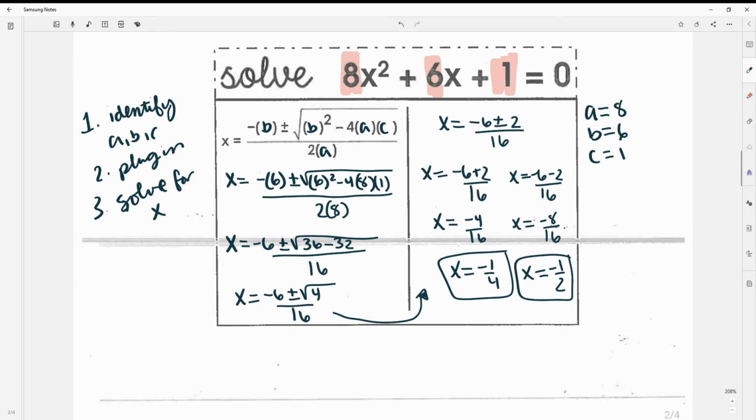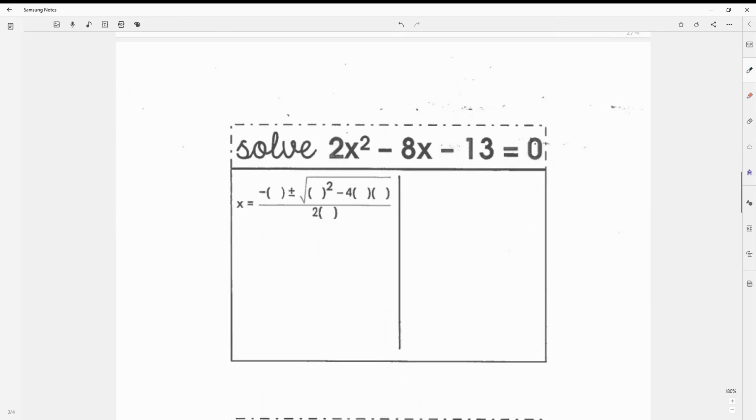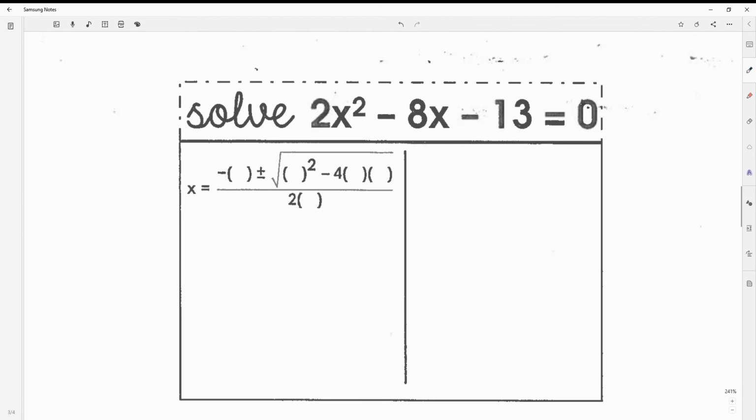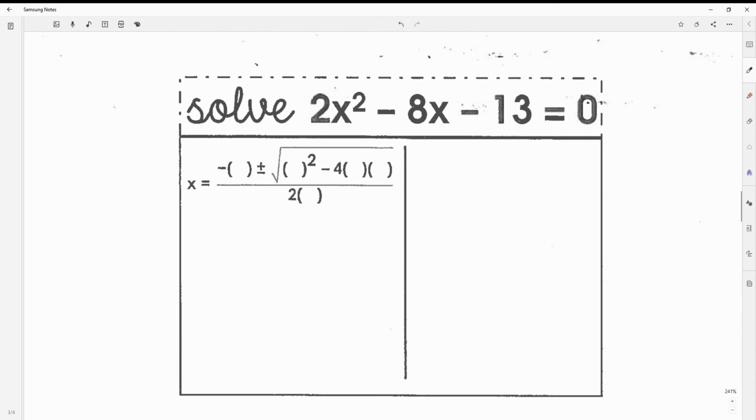Okay, another one. Same steps, different numbers. Alright, let me fill in my equation here. Those numbers never change places. They're always in the same place. Alright, 2, negative 8, and negative 13.